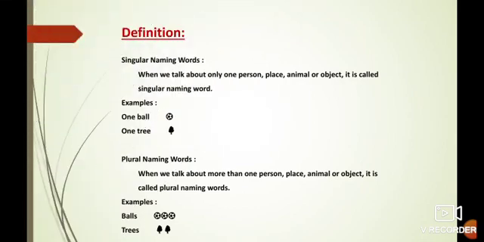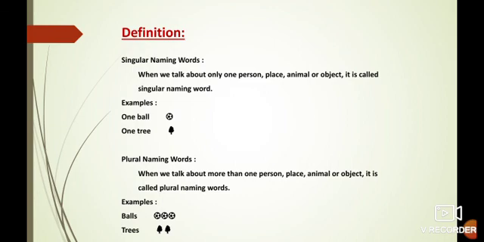Now the next definition I have given, singular naming words. When we talk about only one person, place, animal or object, it is called singular naming word. Earlier also I have explained. For example, one ball, one tree. Whenever we talk about only one person, place, animal or object, it is called singular naming word.